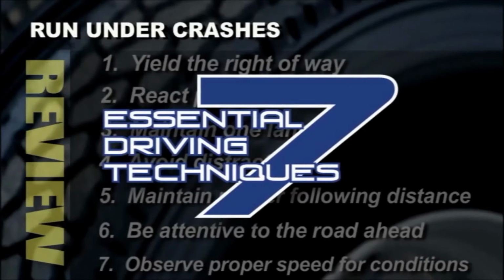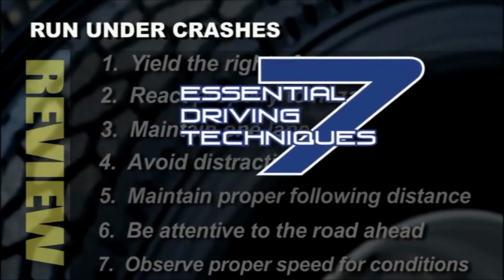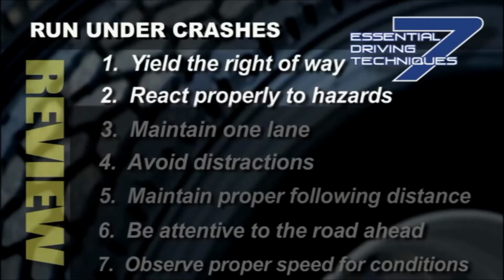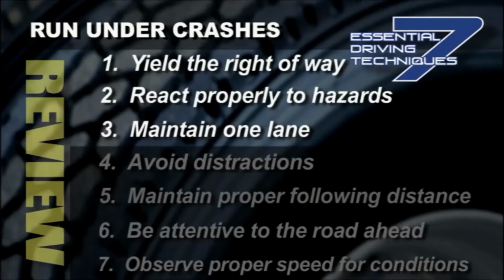Drivers can help prevent run-under crashes by remembering the Essential 7 driving techniques of yield the right-of-way. For instance, do not pull into the middle of an intersection and block oncoming traffic. Next, react properly to hazards. If there's not enough time to clear oncoming traffic or a turn is too tight, the best reaction may be to continue forward and find a safer place to double back. And finally, maintain one lane. When approaching any turn, keep to your lane so you can avoid head-on collision.